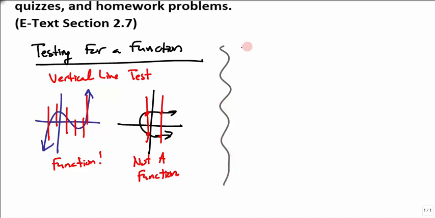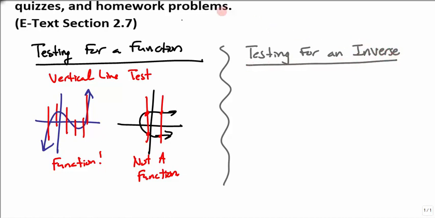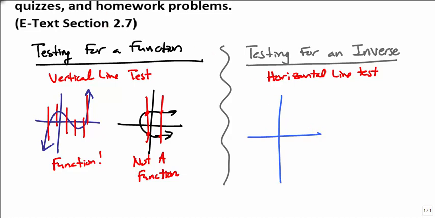Let's see if we can test whether a function has an inverse. So this is testing for an inverse. If we talk about testing for an inverse, instead of the vertical line test, we're now using the horizontal line test. So let's look at the same two graphs again, the one that we just looked at over here, and then our other one as well.